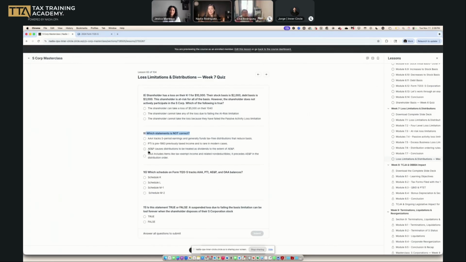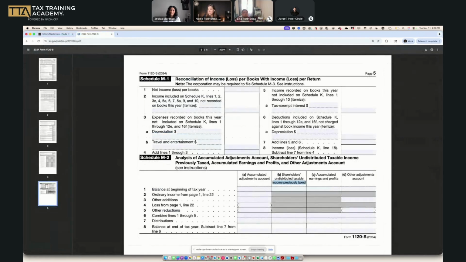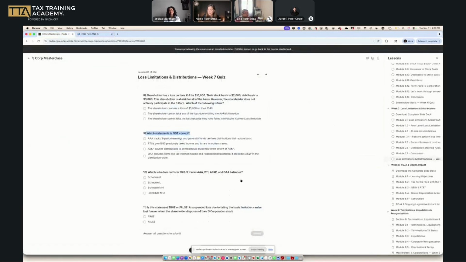That is true, right? Because we said when you were a C Corp, you're going to have this column filled in. And if you no longer have an AAA balance, the distribution cannot go below zero. This can't be negative due to distributions. Then it's going to have to come out of here. And that's where it's going to get taxed to the shareholder as a dividend. And then the OAA, which is the fourth column, includes items like tax exempt income and related non-deductibles. It precedes AEP in the distribution order.